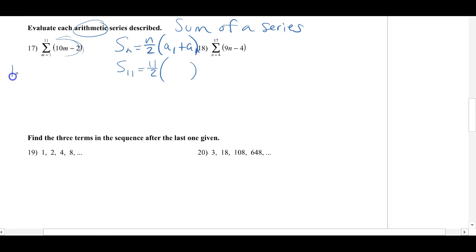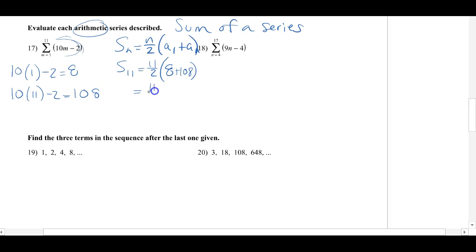Okay, so to find the first term, I plug in whatever this number is here at the bottom. So it's 1 in this case. 10 times 1, then subtract 2. Well, that's just going to be 8. So there's our first number. And then the last number is the 11th term, so I plug in 11. So 10 times 11 is 110. Minus 2 is 108. So now add 108.